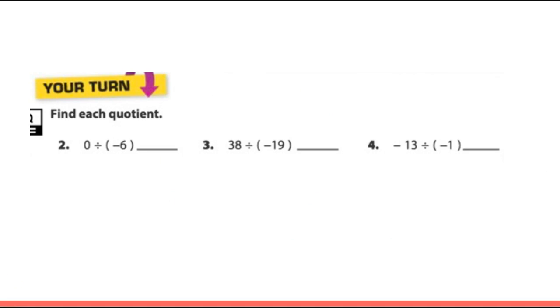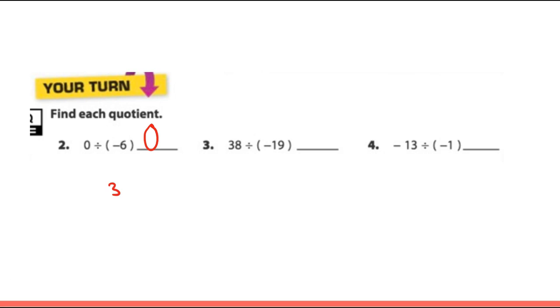Okay, let's take a look at the your turn section. Number 2, what I have is 0 divided by negative 6. If I remember my rules of 0, it doesn't matter how many ways I try to break up 0, I have 0 parts. And I don't have to worry about the sign because 0 is neither positive nor negative.